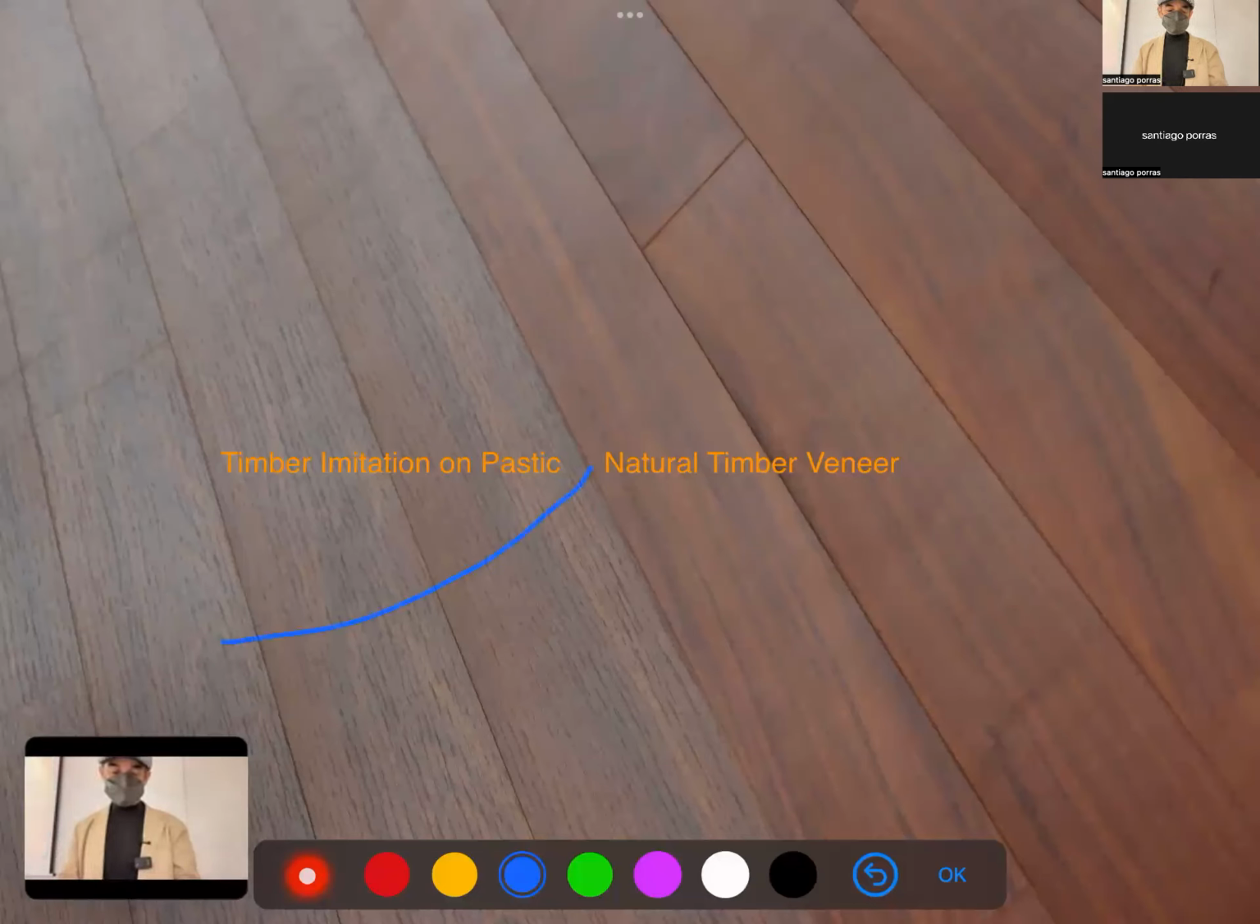The floor is a plastic imitation. The walls are natural timber veneer. This is a tropical timber. I cannot see which species, probably mahogany of this kind of family. I cannot say for sure. But when you see them side by side, it's so easy to recognize the fake.